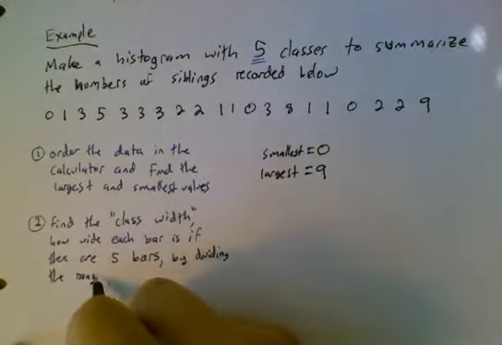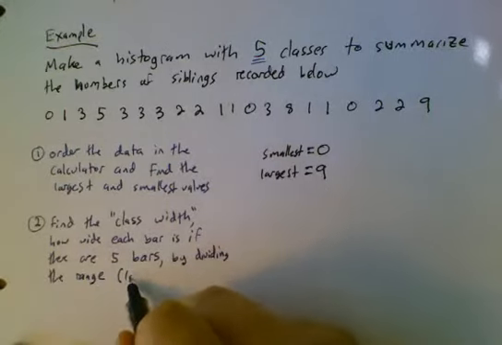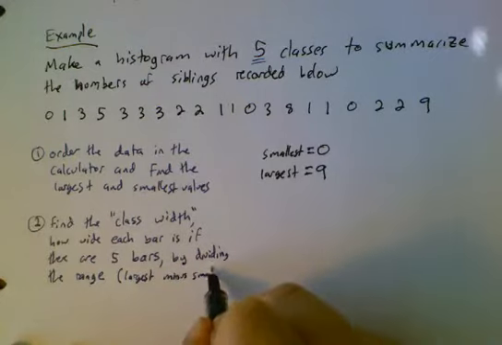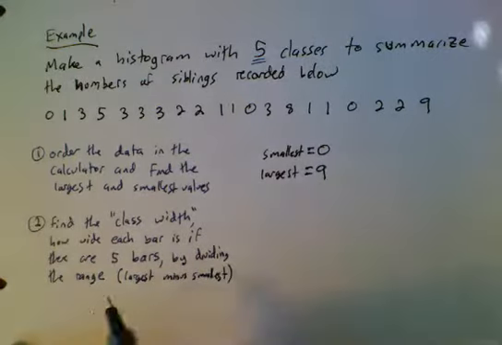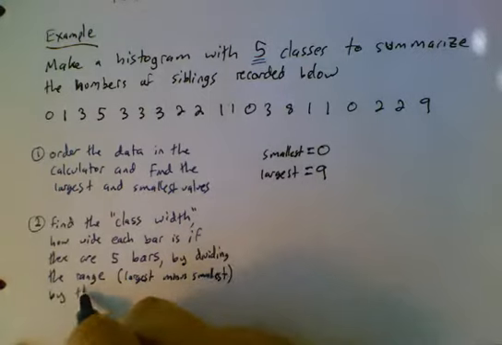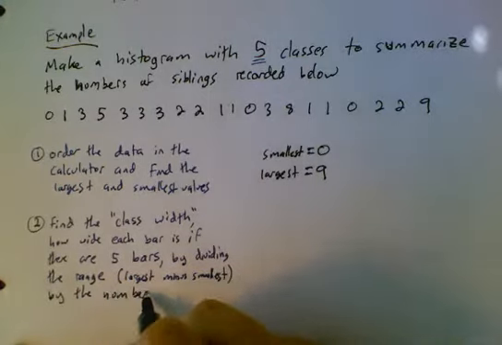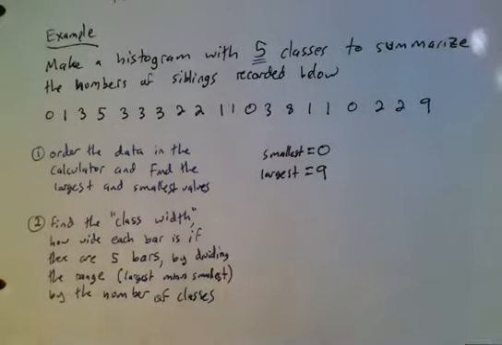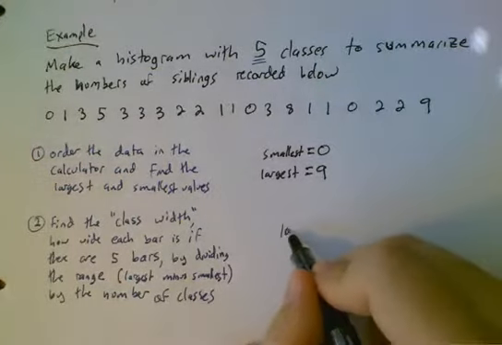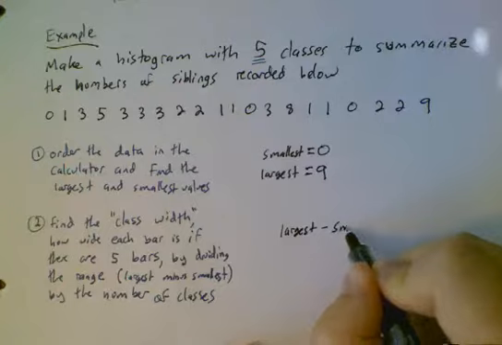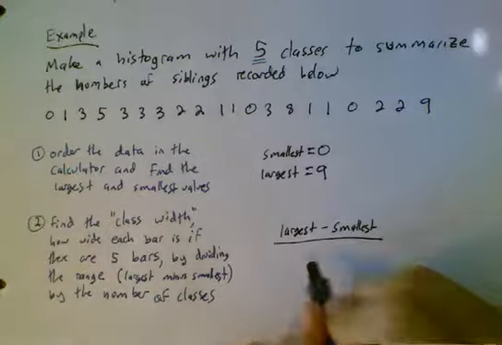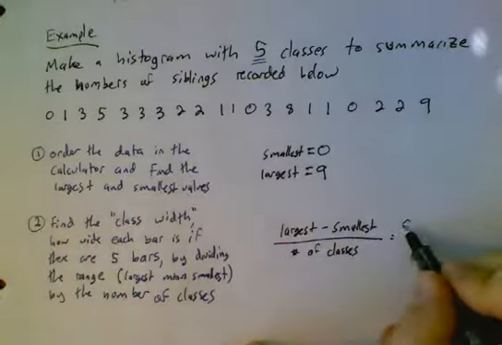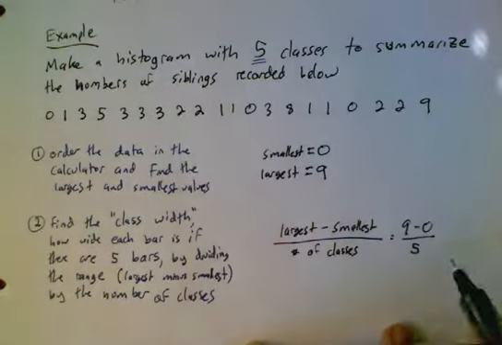the range, and we'll learn about range in a bit, but it's just largest minus smallest values, by the number of classes. In this case, 5. So what we're going to do here, largest minus smallest over number of classes, 9 minus 0 divided by 5.